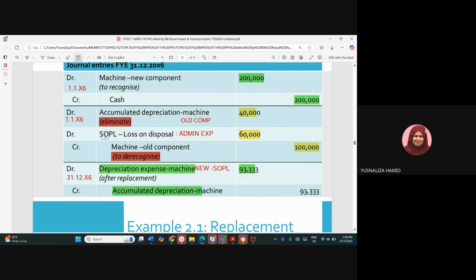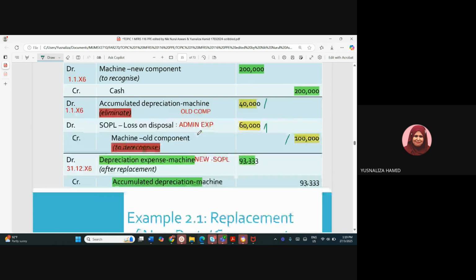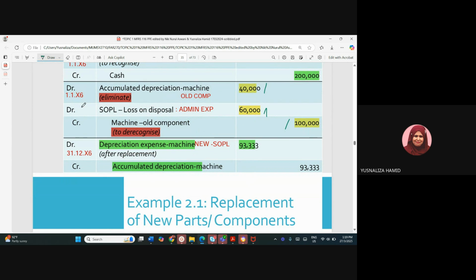All right, because of the difference between the cost of the old component and the accumulated depreciation of the old component, there was a difference of 60,000. So that difference of 60,000 is your loss on disposal. So loss on disposal will be expensed off to the profit or loss under admin expenses. Now, that was at the date of replacement.